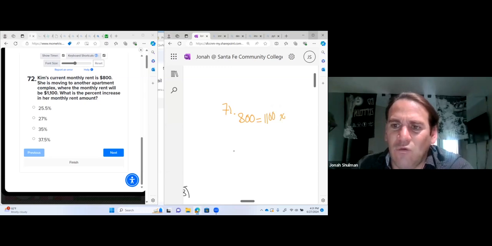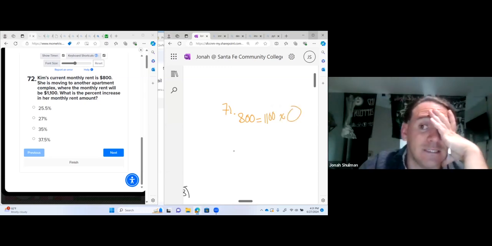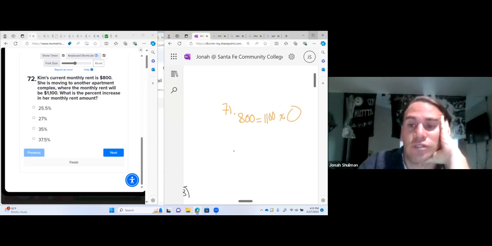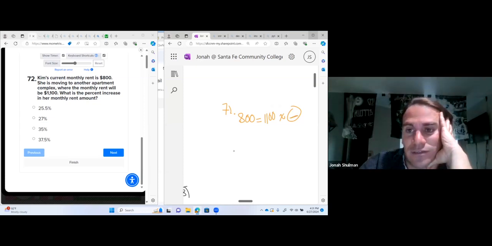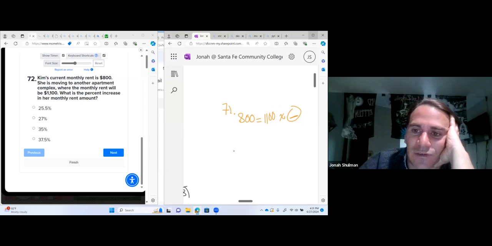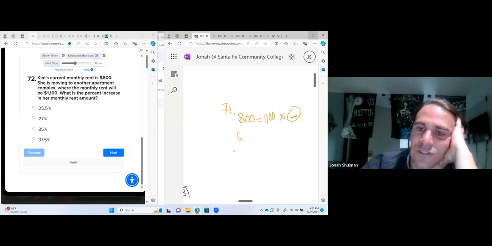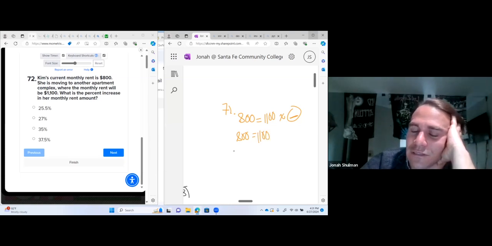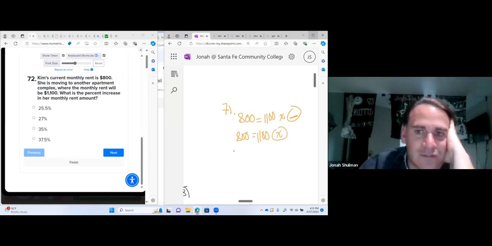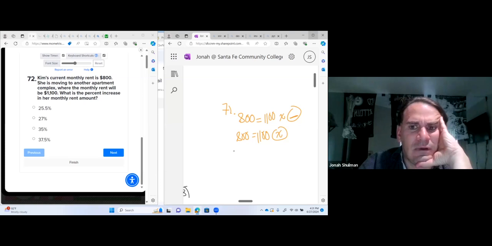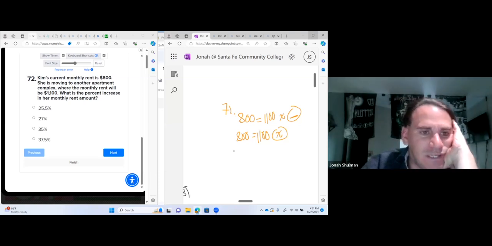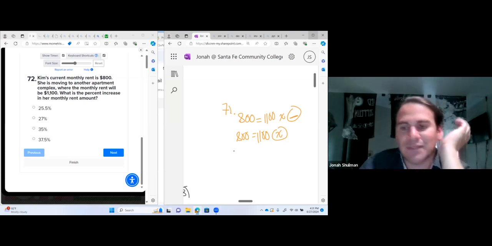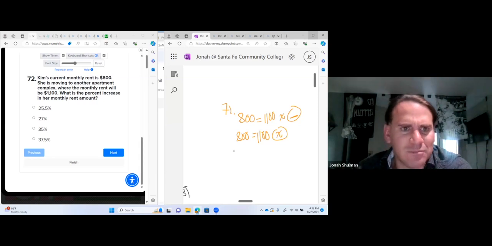We have to figure out what happened, right? What percent did it go up? What's our percent change? We can think about it. It's 1,100 times some value gives us 800. That's the best way to do it. This is probably how I would show my students to do it. Or is it 800 times some value to give you the 1,100? This is kind of what we have to think about. What's the percent increase? So either way, should get the right answer.